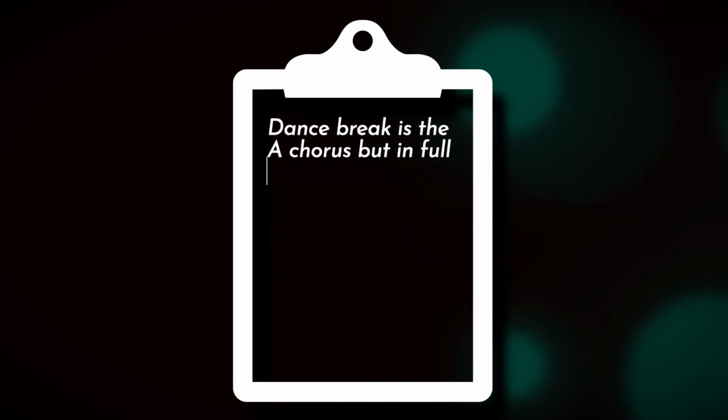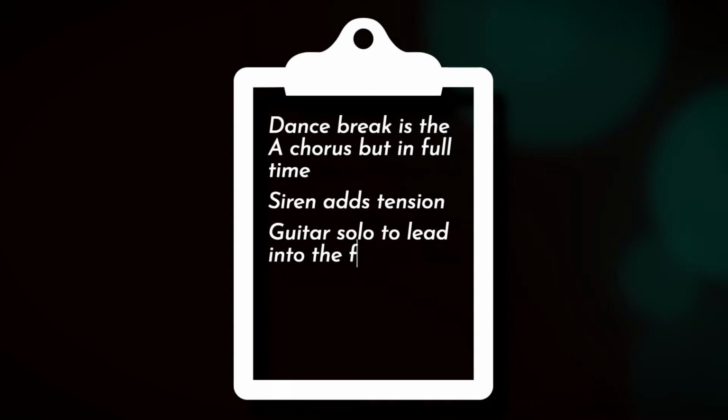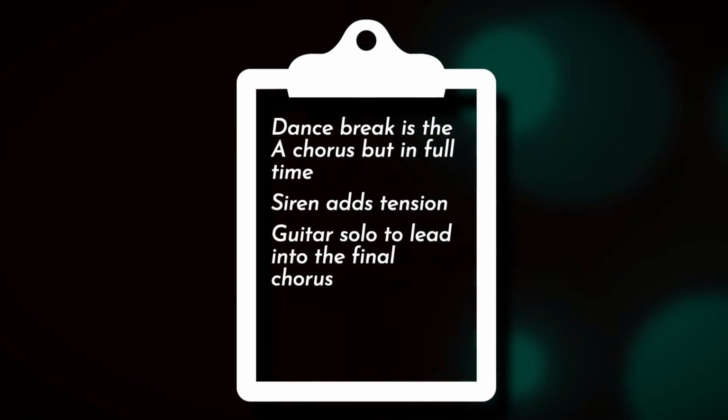So here are the key points for the dance break and the final chorus. The dance break is the A chorus but in regular time. Siren sounds add tension, and the guitar solo leads us perfectly into the final chorus.